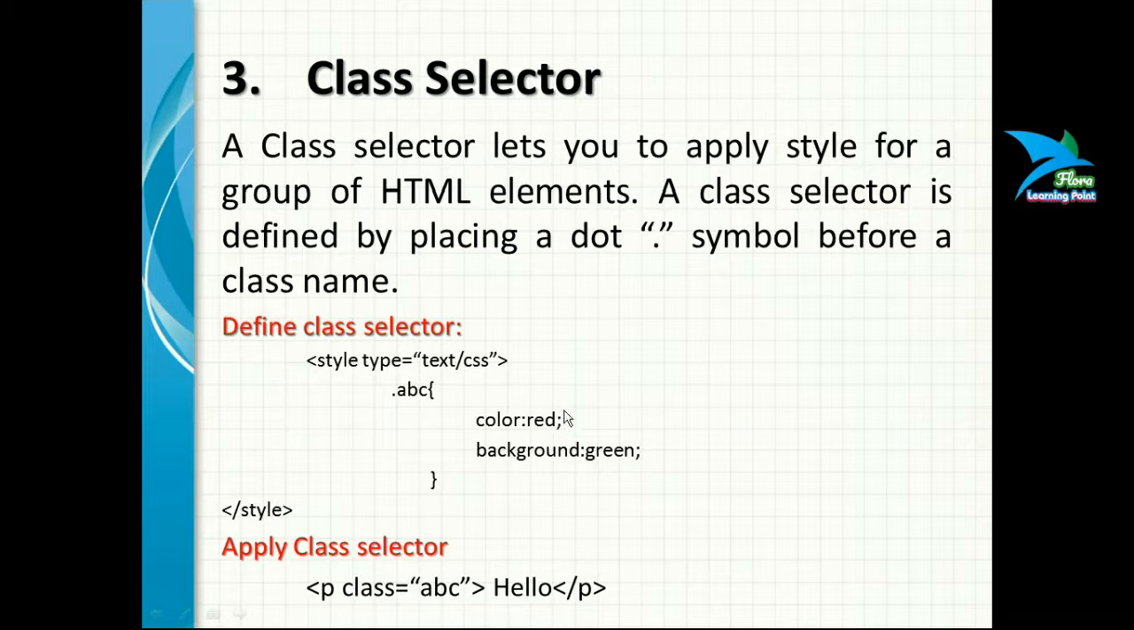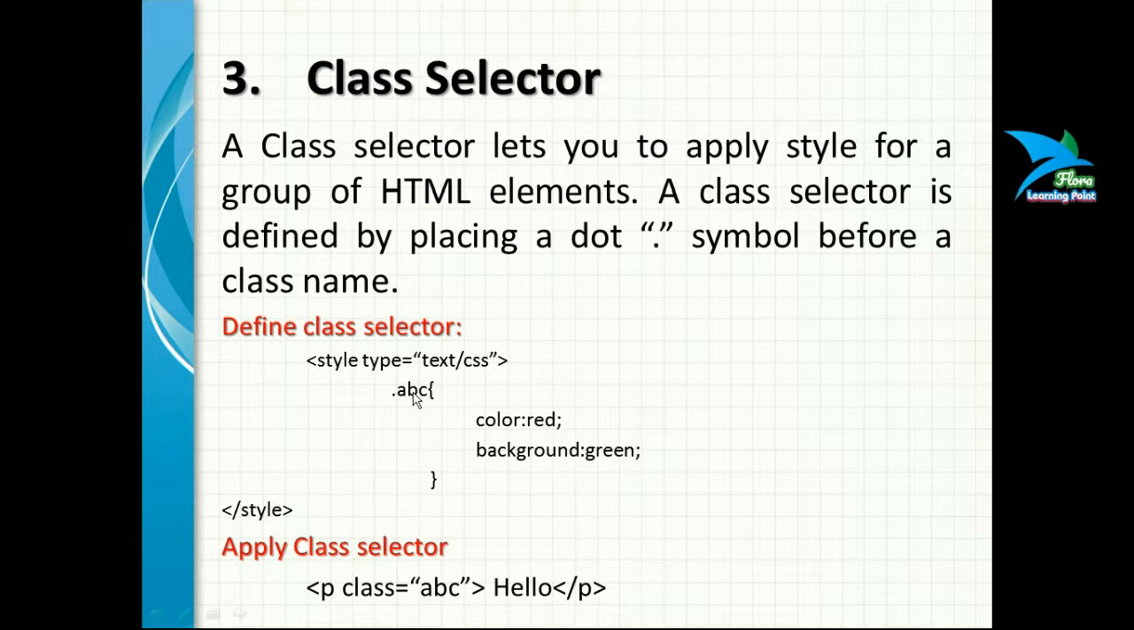After revising the previous selectors, universal and element selector, we'll discuss the class selector. A class selector lets you apply style for a group of elements. A class selector is defined by placing a dot symbol before a class name. Here we have the syntax, or an example, to define a class selector. If you want to define a class selector, then the name will be a user defined name. You can write any name.